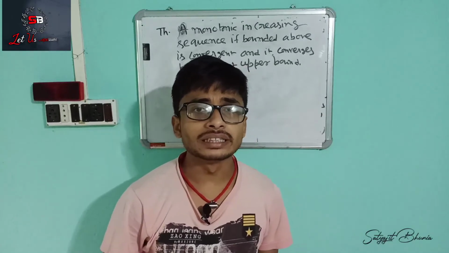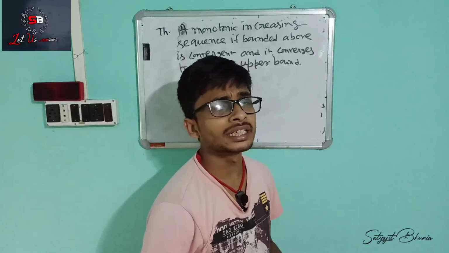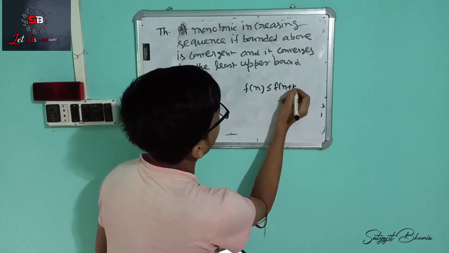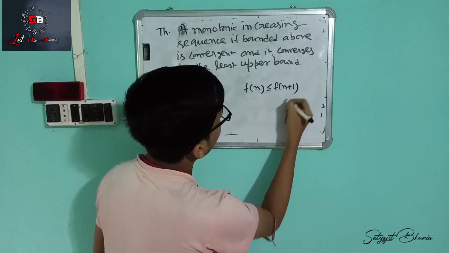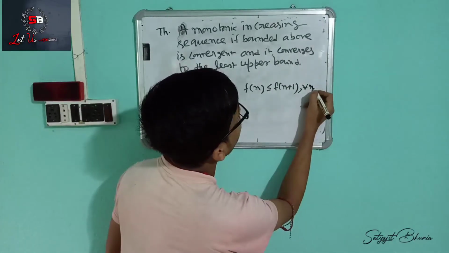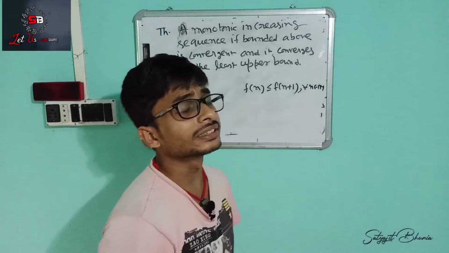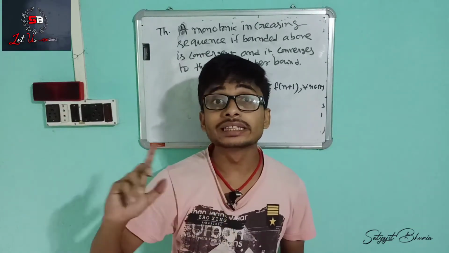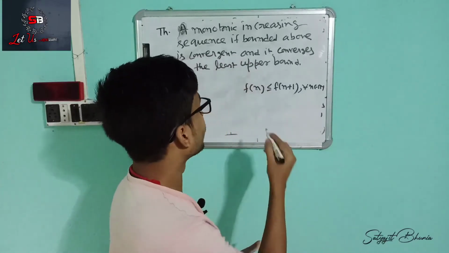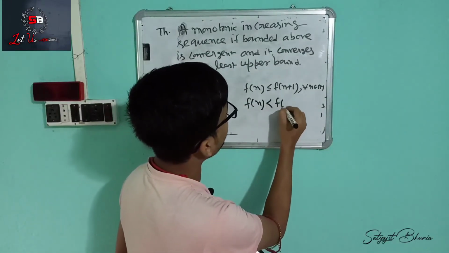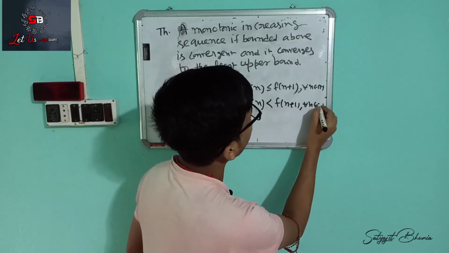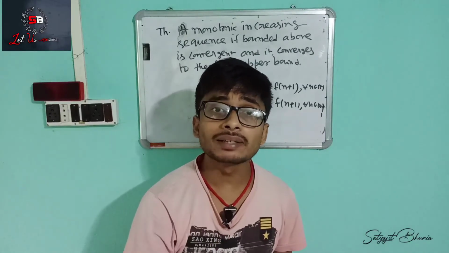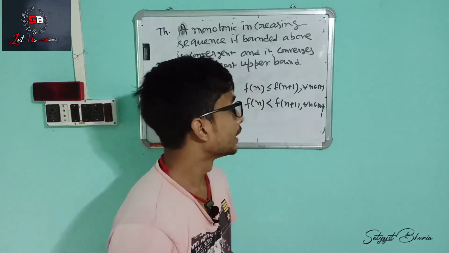A sequence is said to be monotonic increasing if fn is lesser or equal to fn plus 1 for all n belongs to capital N, then it is said to be the monotonic increasing sequence. And what is a strictly monotonic increasing sequence? If fn is less than fn plus 1 for all n belongs to capital N, then it is called the strictly monotonic increasing sequence.